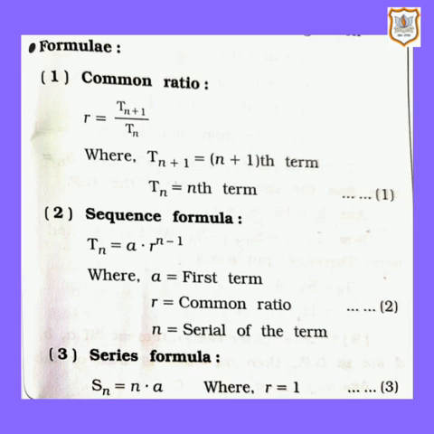Third is the series formula, where you have to find the sum. Sum means Sn. Sn is equal to n multiplied by A. Now we have some other series formulas too, so let's have a look at that. Here it is written Sn is equal to n multiplied by A, which means R is 1 here, so it is only written n multiplied by A. Now let's look at the other formulas of Sn or the series formula.